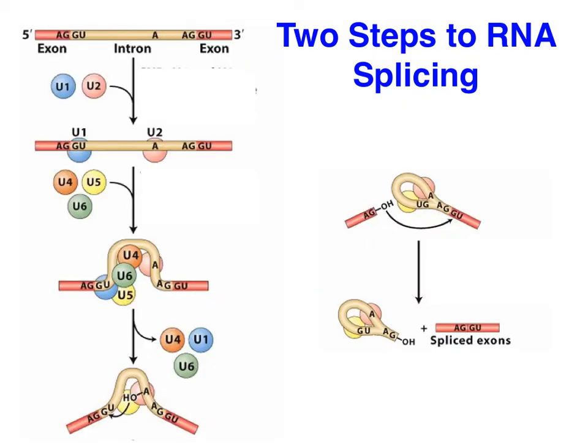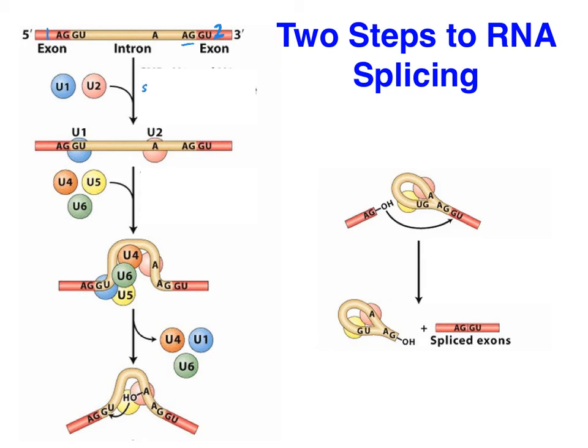This is a second way of looking at splicing. And you can see again, we've got our exon 1, it ends with an AG, and the intron starts with a GU. Our exon 2, right before it in the intron, is an AG. So we've got those consensus sequences there.